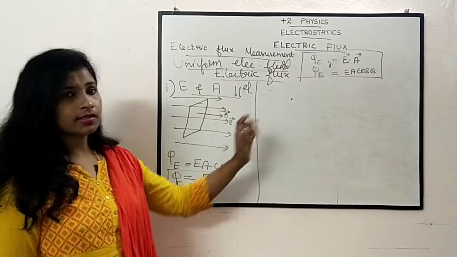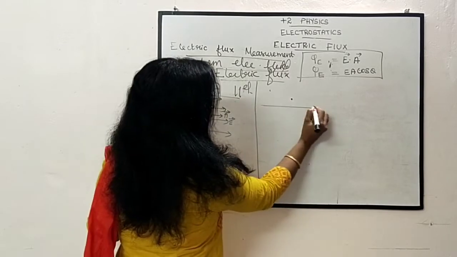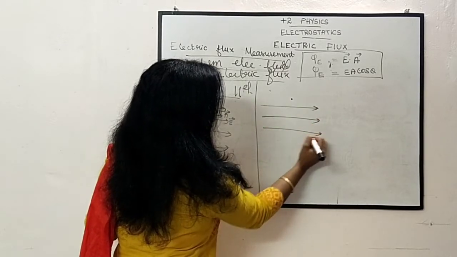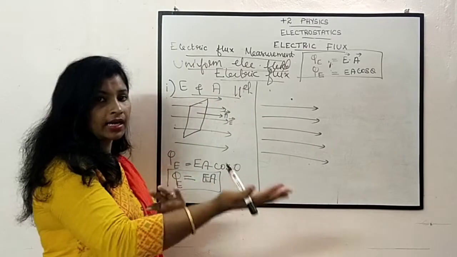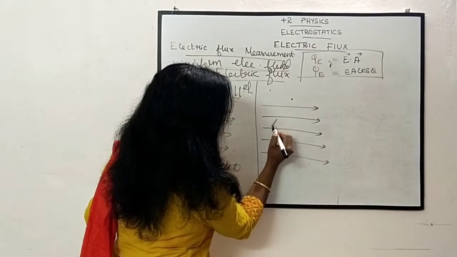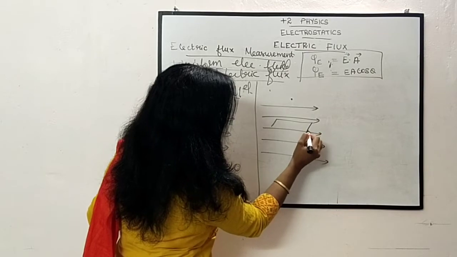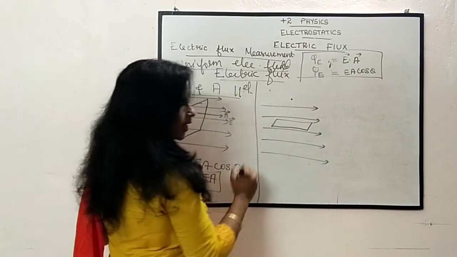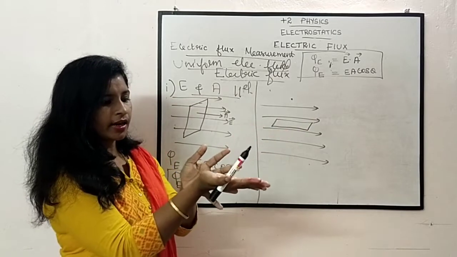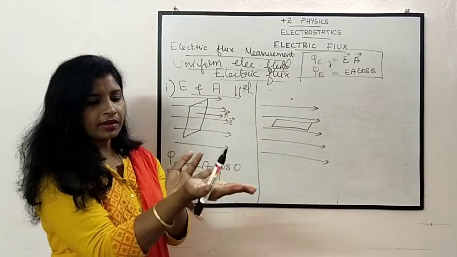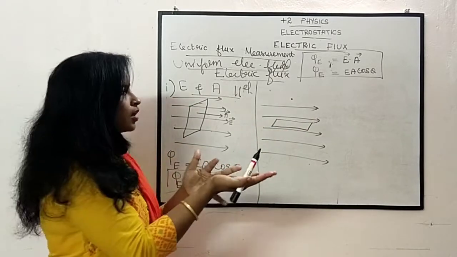The next case: if I take a uniform electric field and I place the area parallel to it. Suppose this is my area, the flat surface. I am taking this flat surface parallel to the electric field, and I place it like this. So this is the condition.